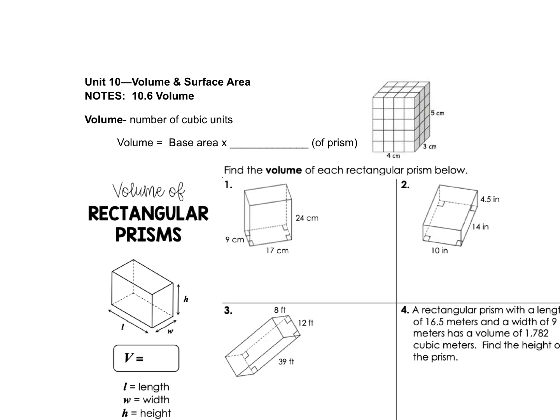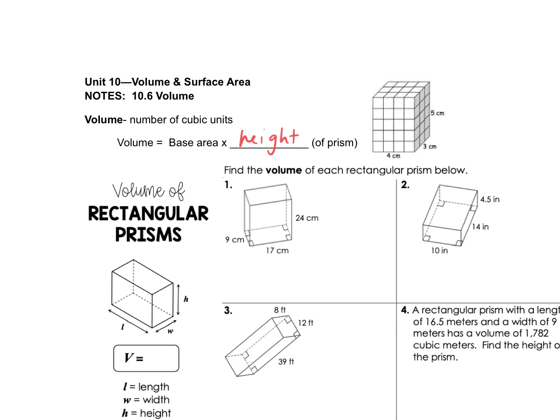Okay, so volume is base area times the height when you are talking about prisms. So if you know the area of the base, multiply it by the height, that gives you the volume of the entire three-dimensional figure.